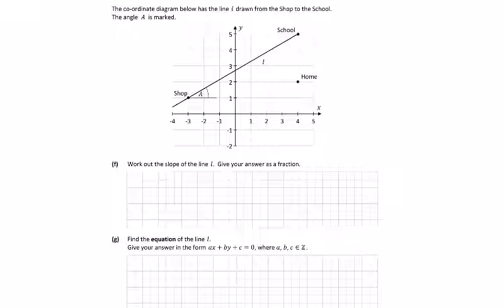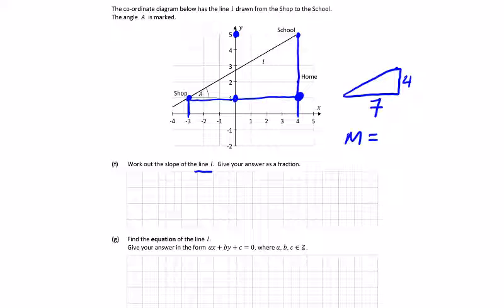Parts F and G here deal with slope and equation of a line. We're looking to work out the slope of the line L. So this is the line L from shop to school. So let's complete our right angle triangle to get our rise and run. We're running from -3 to +4. Do another sketch of the triangle. It's just a sketch. We're running 7. We're rising from 1 to 5. So we're rising 4. So the slope, you can see it's positive from your knowledge of coordinate geometry, is rise over run. Answer is a fraction.